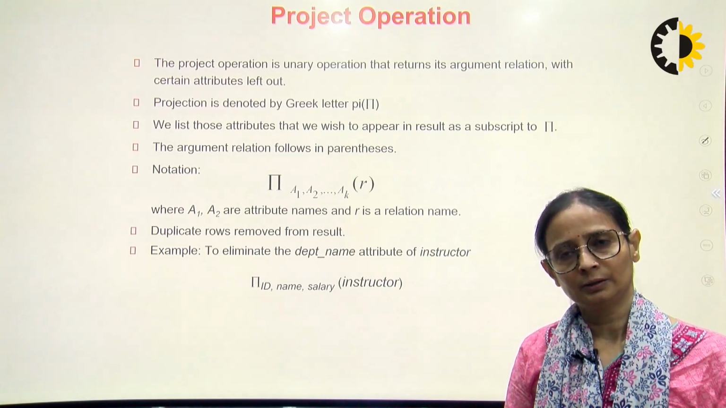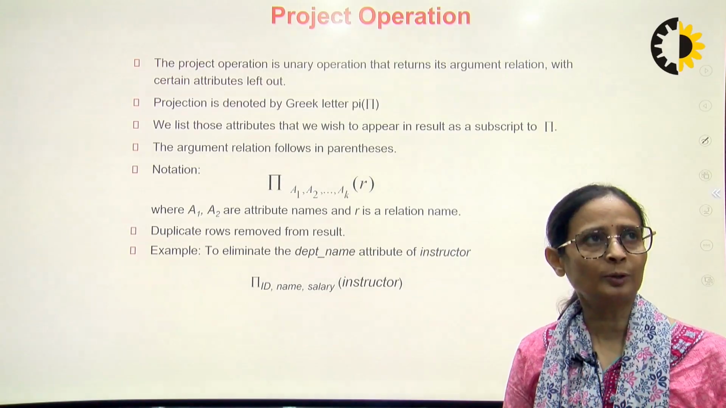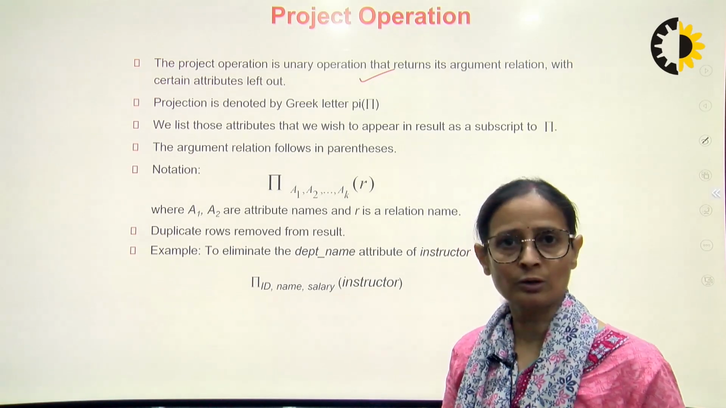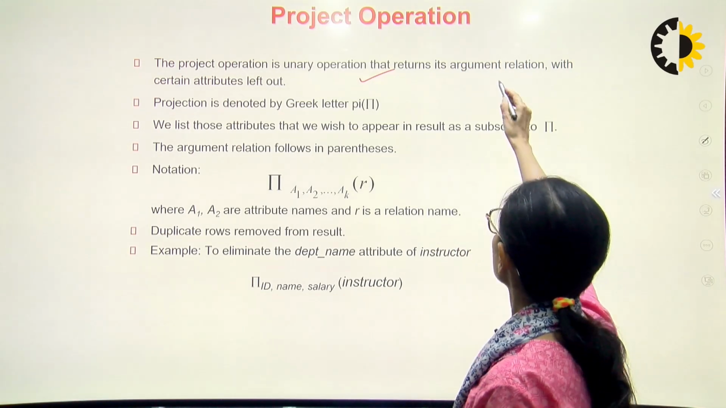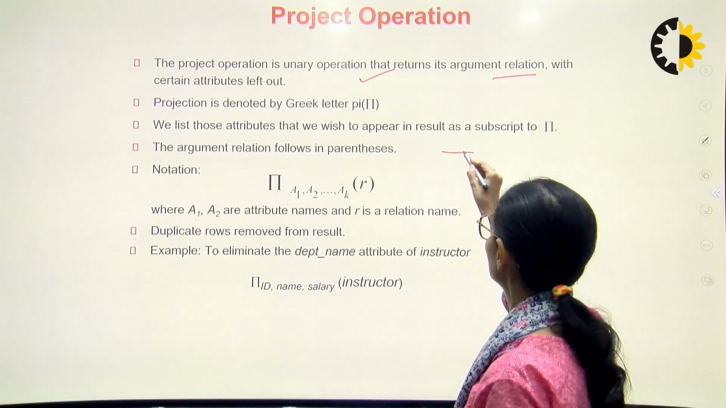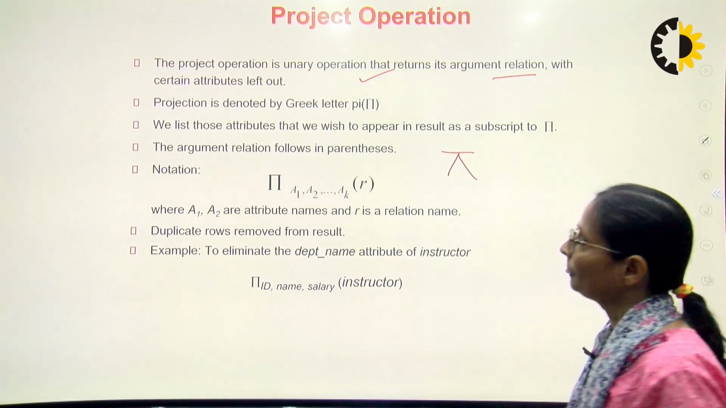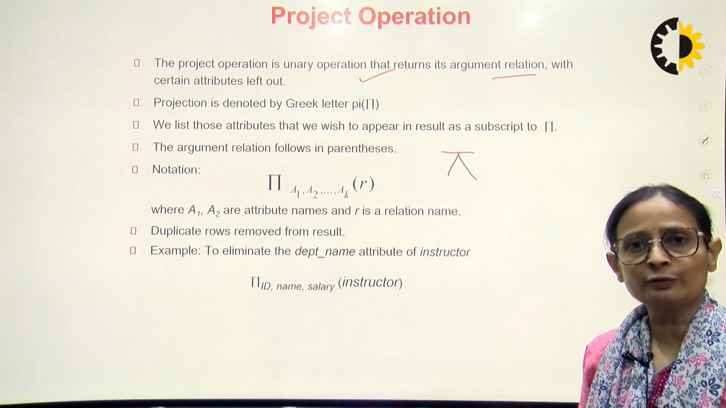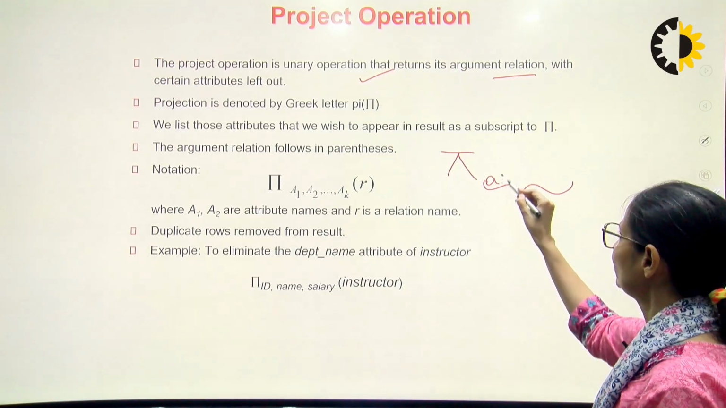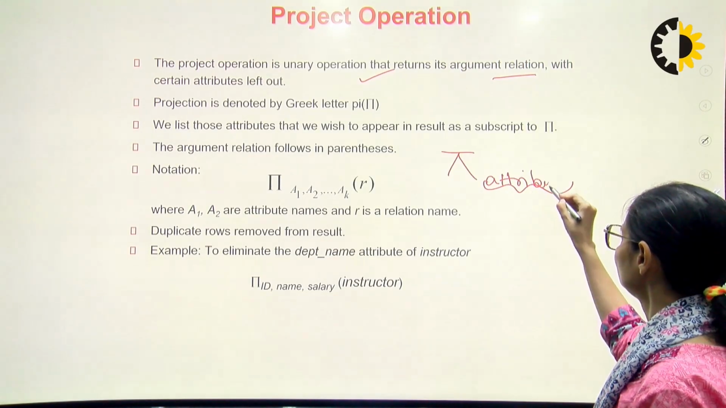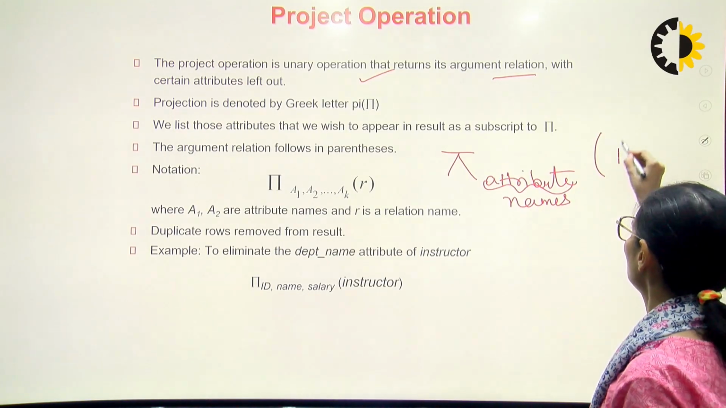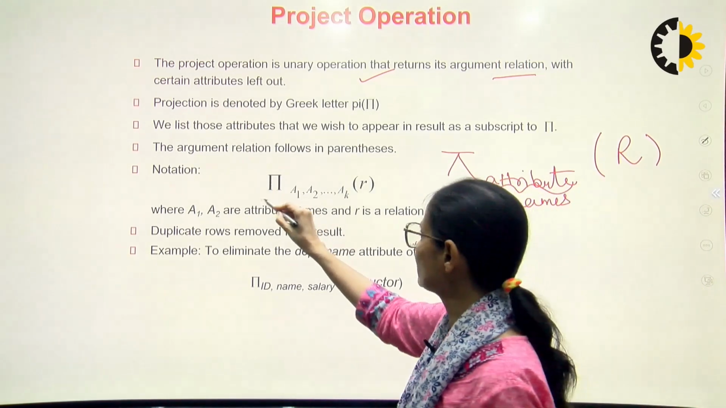Another important relational algebra operation is the project operation. In the project, it is a unary operation again. Select is also a unary operation. It returns its argument relation with certain attributes left out. It is shown with the help of the symbol pi. All those attributes which we want to appear. So here, instead of a predicate, what am I having? The names of the attributes, and then my relation R. So this is the notation.